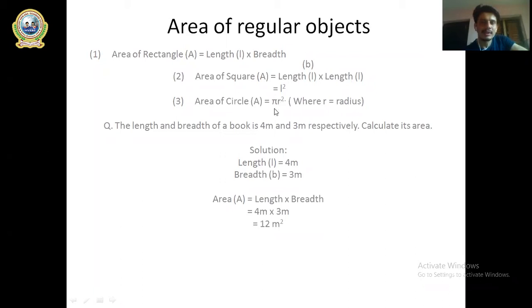Pi is a Greek letter. It has a certain value. I'll tell you later. And r is the radius of circle. Circle has radius. Radius means half of the diameter. Half of the diameter, that is radius. So these are the formulae which are used in calculating the area of regular body.